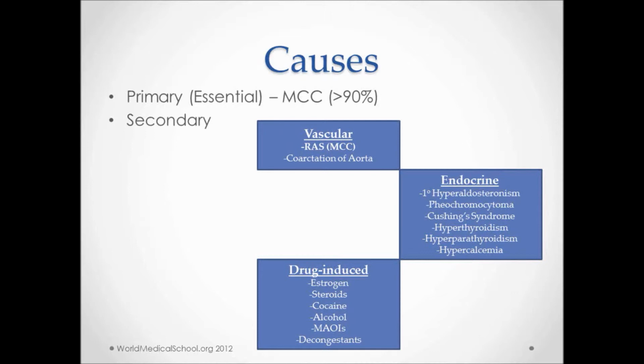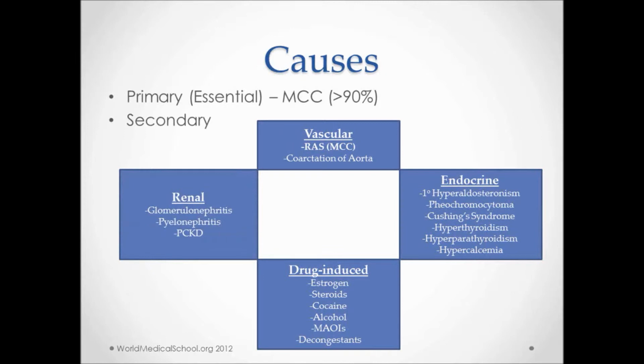MAOIs, or monoamine oxidase inhibitors like phenelzine and selegiline, when used in combination with other antidepressants, may lead to hypertensive crisis. Decongestants can cause increased blood pressure due to anticholinergic effects. Renal problems like glomerulonephritis, pyelonephritis, and polycystic kidney disease can also cause hypertension.